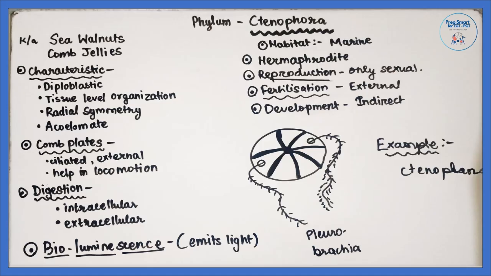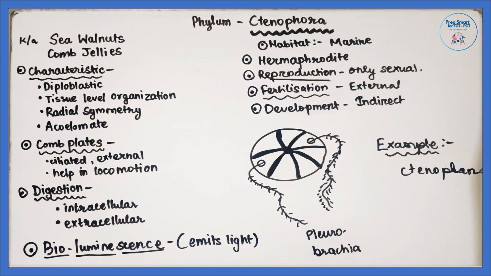The next phylum is Ctenophora. The members of this phylum generally have a marine habitat, are free swimming, and are also known as sea walnuts or comb jellies. The characteristics of the individuals are diploblastic, tissue level organization, radial symmetry, and acoelomate. They have a gelatinous mesoglea present between the epidermal and gastrodermal tissue layers. Comb plates are ciliated, external, and help in locomotion.